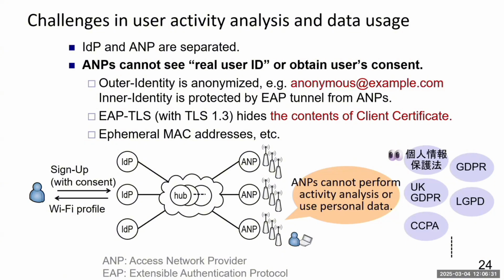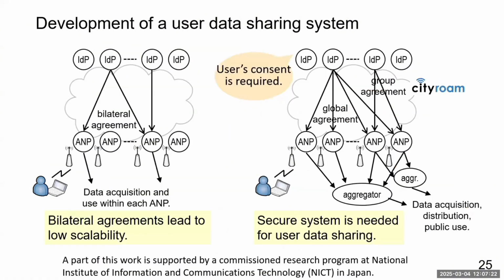consent. So in a roaming system, the IdPs and the ANPs are service providers. Service providers are separated. So users sign up at an IdP, but the service providers do not. Service providers cannot see whether there's a user consent or not. So ANPs, access network providers, cannot perform activity analysis or use personal data. There are many rules, GDPR and UK GDPR as well. So we want to develop a nice system for exchanging the user attributes. Okay, that's all. Thank you very much.